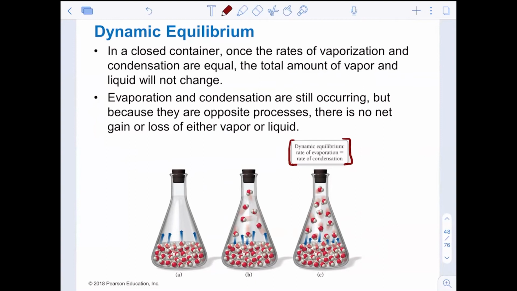So lots of dynamic equilibriums, a very important type of topic. We will do a lot more with equilibrium at the very end of the semester as well in chapter 15 and 16.